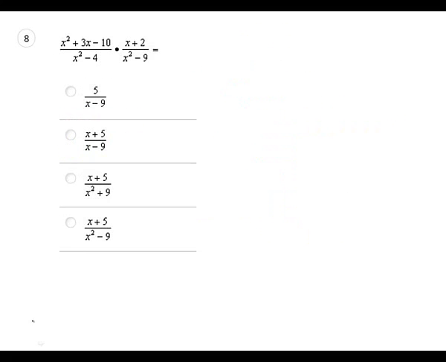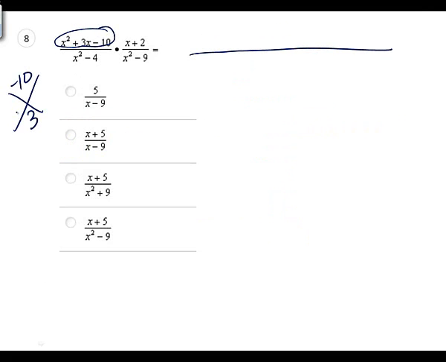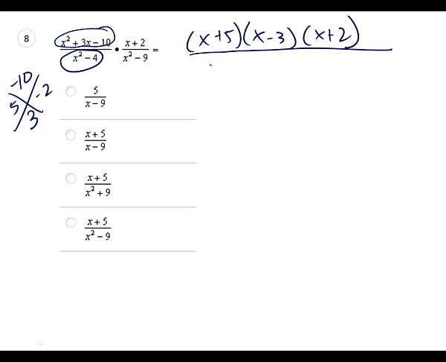All right, number 8. Looks like we got a bunch of factoring to do, right? Okay, so what kind of factoring is this piece right here? Two numbers that multiply to negative 10 and add to 3. 5 and negative 2. Do I need a box? X plus 2 just gets written down, right? Yeah. No friends.